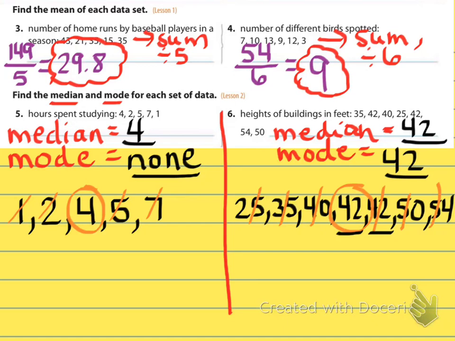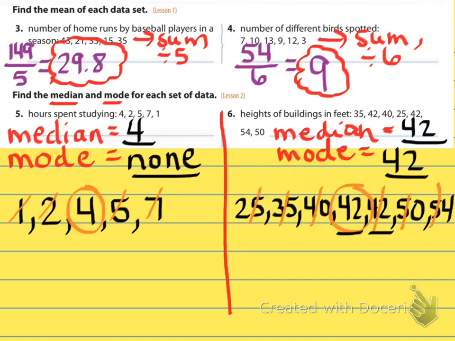All right, question number 6. The median, again, the work has been shown. You've got to rearrange the numbers, put them in order least to greatest. Make sure you are copying the same numbers. You're not leaving anything out, and you're not adding any extra numbers.